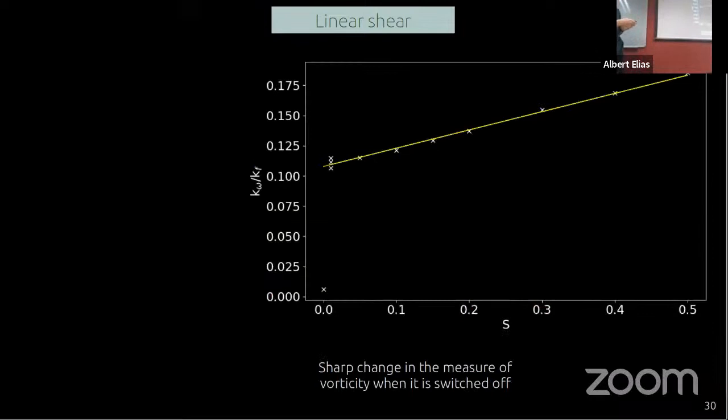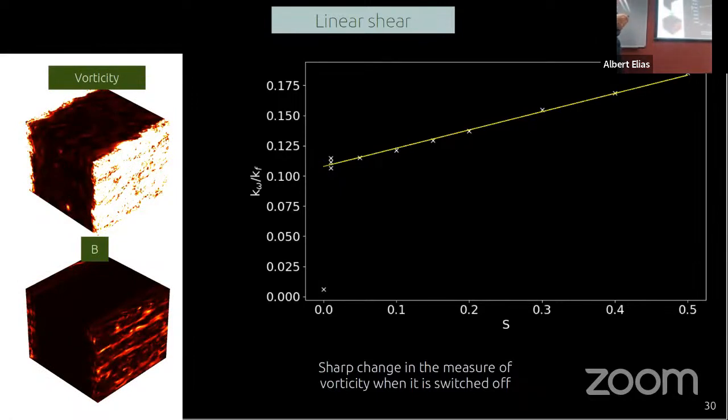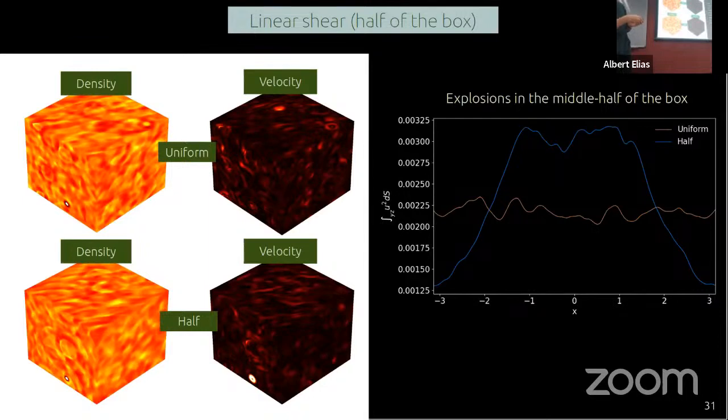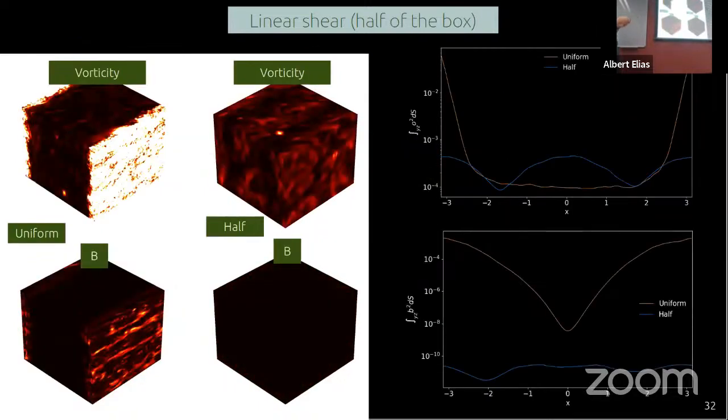And that was a problem because vorticity, this is another measure of vorticity, from zero to a little bit of shear made a jump, which is discontinuous, and this cannot be. And the reason why is because this boundary condition was interfering with our forcing. And all the vorticity and the magnetic field growth, because here we had magnetic field growth, all happened in the phases. And we tried putting the explosions only in the half of the middle of the box. You cannot almost see it here, but all the explosions are here. And if you integrate the velocity, this is the explosions throughout the box, and this is the explosions in the middle of the box. What happens? Something weird also. Even though the explosions are only in the middle, you create vorticity in the middle, but you also mainly create vorticity in the boundary conditions.